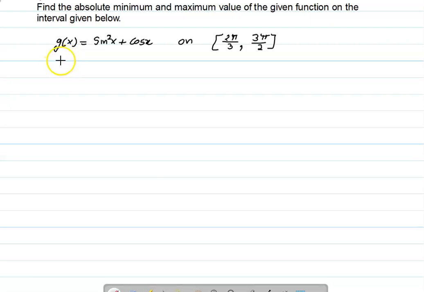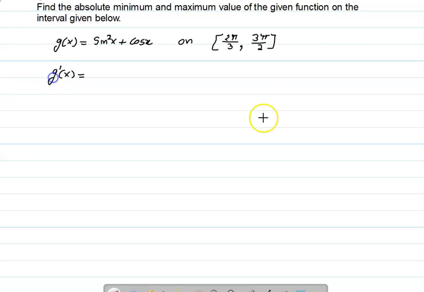Step 1, find the derivative. Step 2, set the derivative equal to 0 and solve for critical numbers. Step 3, plug in those critical values as well as the endpoints into the original function. The highest value out of those would be the absolute maximum value, and the lowest out of those would be the minimum value. So let's start working on this.